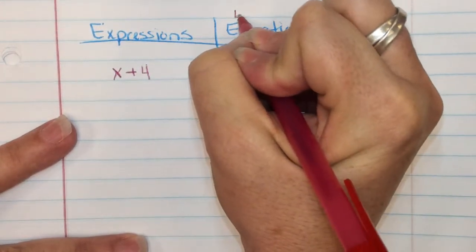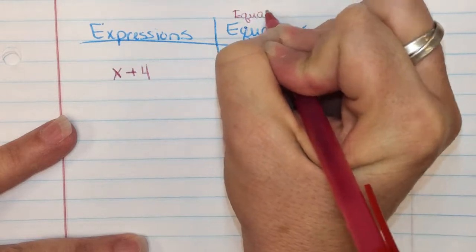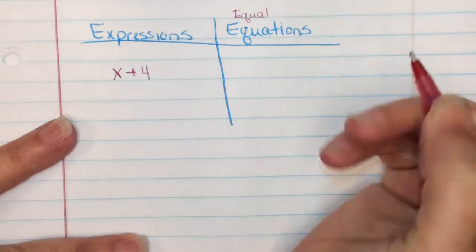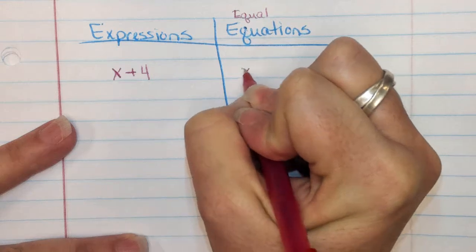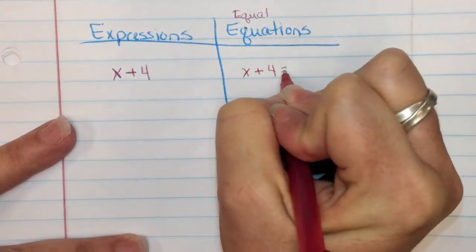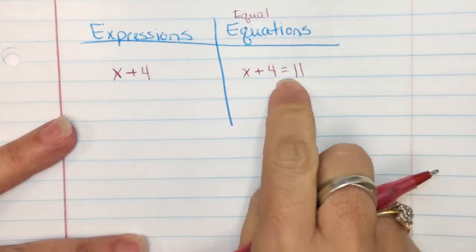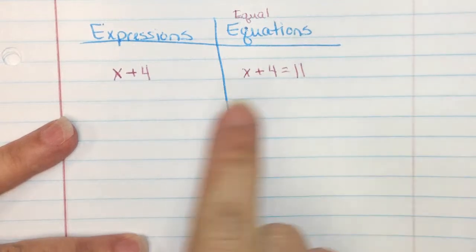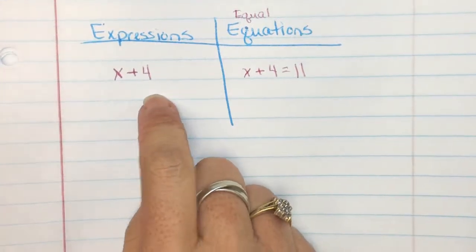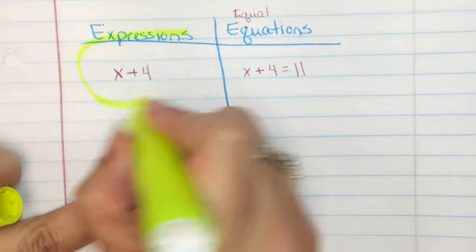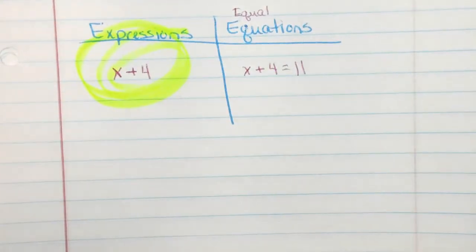Equations are built off of equal. Notice the word equals. An equation would be something like that. They're going to have equal signs. We're starting out this week with expressions, okay? So I'm just kind of throwing that out there, cleaning up some loose ends around here, okay?